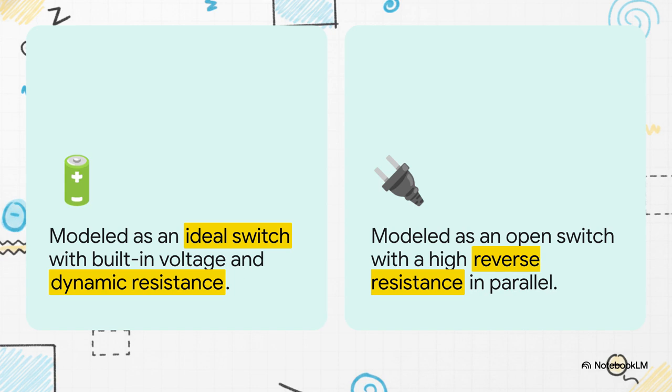But look at the reverse model, completely different story. The ideal switch is wide open, but we slap a massive reverse resistance in parallel with it. Why? Just to account for that sneaky little non-ideal leakage current that always manages to get through.